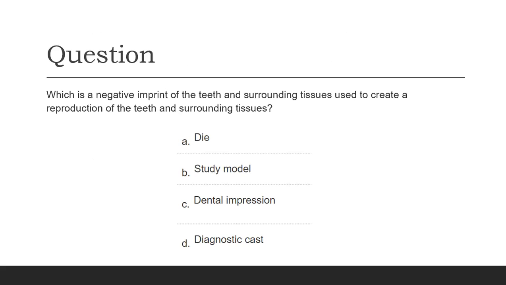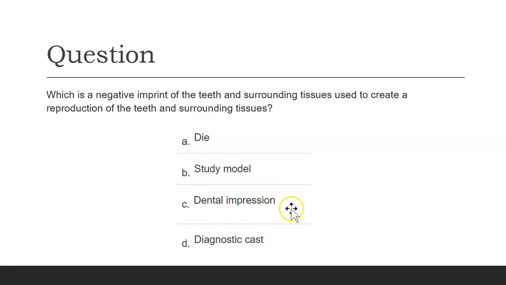So let's start with the question first. Which is a negative imprint of the teeth and surrounding tissues used to create a reproduction of the teeth and surrounding tissues? A die, a study model, dental impression, or diagnostic cast? Negative imprint. Not positive, but negative imprint. The answer is dental impression.